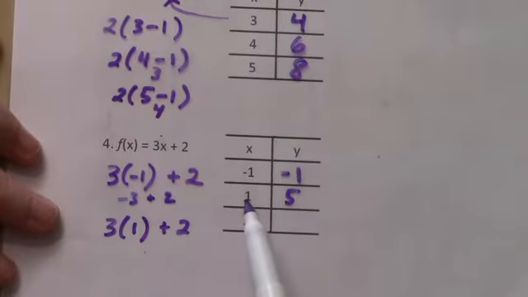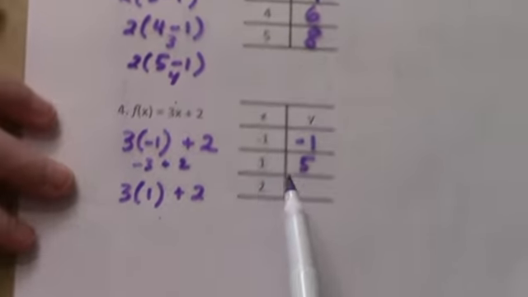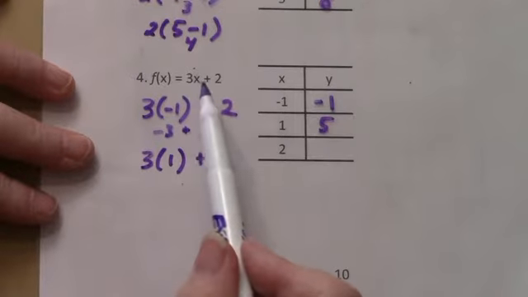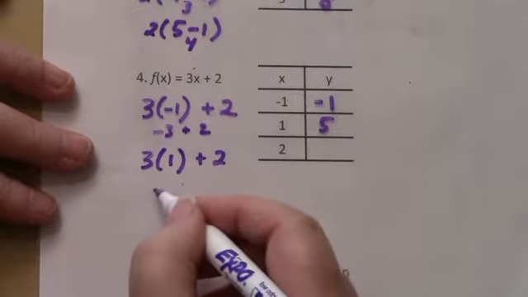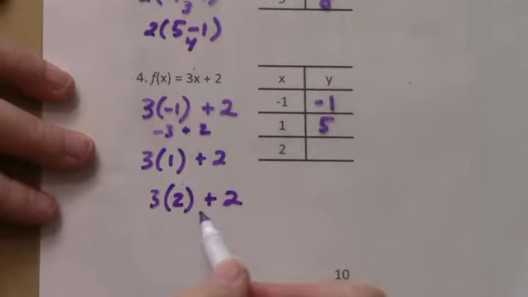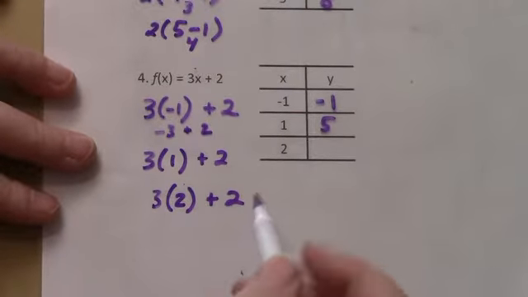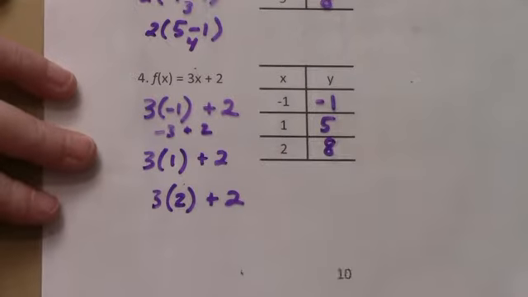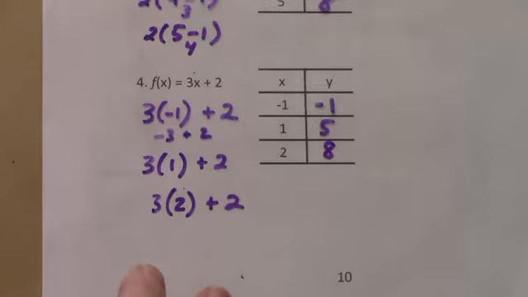If I put in a 1, I'm going to get out a 5 according to this rule, this function. Let's put in 2. 3 times 2 plus 2. 3 times 2 is 6. 6 plus 2 is 8. And there we have it. We've been doing functions and we can use a table to organize our answers.